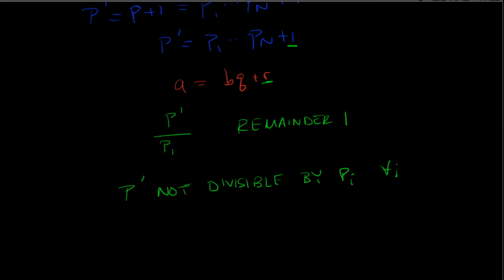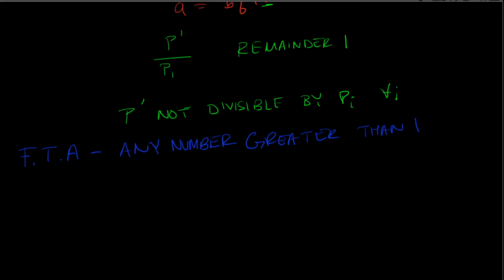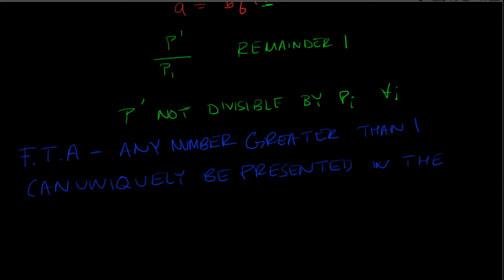Now if I use the fundamental theorem of arithmetic, what does that say? So the fundamental theorem of arithmetic says that any number, let's say greater than 1, can uniquely be presented in the form of a product of prime cofactors.